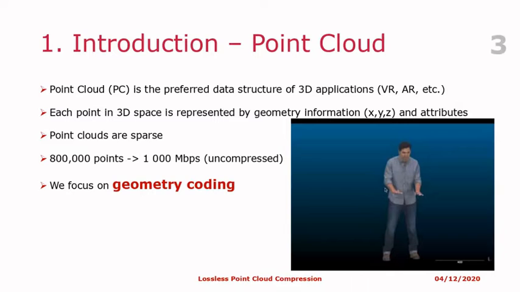Another characteristic of point clouds is that they are very sparse. Only the points on the surface of the object exist, and all the 3D volume is almost empty. We estimate that if a point cloud has around 800,000 points, the uncompressed data would take around 1,000 megabits per second. In this work, we focus on geometry coding. That means we only focus on encoding the geometry coordinates x, y, z, and not the color attribute of the point cloud.